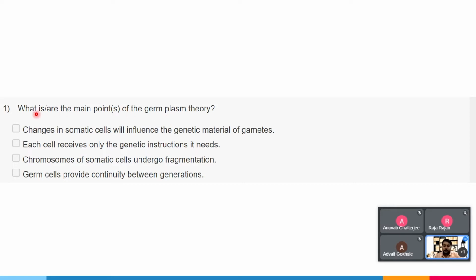The question reads: what is or are the main points of the germplasm theory? The options are: changes in somatic cells will influence the genetic materials of the gametes. Each cell receives only the genetic instructions it needs. Chromosomes of somatic cells undergo fragmentation. And finally, germ cells provide continuity between generations. So this is a square box question, that is, there can be more than one correct.